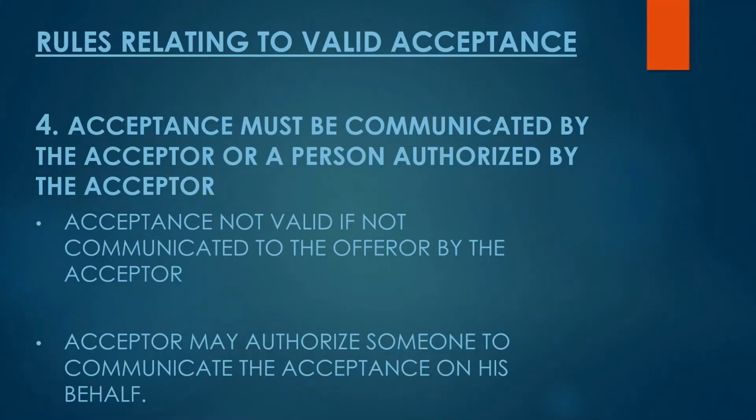Mr. A offers to supply 1000 office chairs to XYZ company. Mr. B, who is an employee of XYZ company, tells Mr. A that his company accepts the offer. Do you think this will be a valid contract? No, because Mr. B had no authority to accept. He's just an employee of the company. The offer must be accepted by the directors or the authorized person of the company. So in this case, communication of acceptance does not come from the right acceptor, and hence the contract is not valid. I hope this is clear.